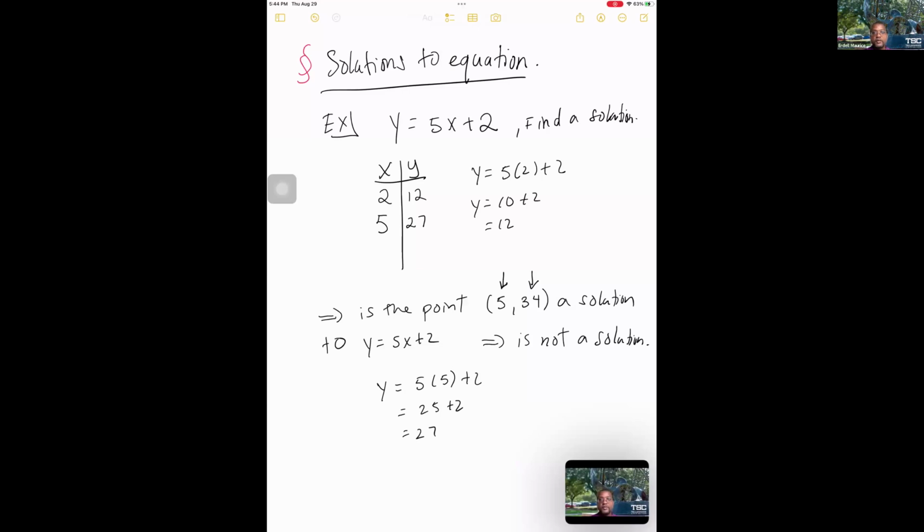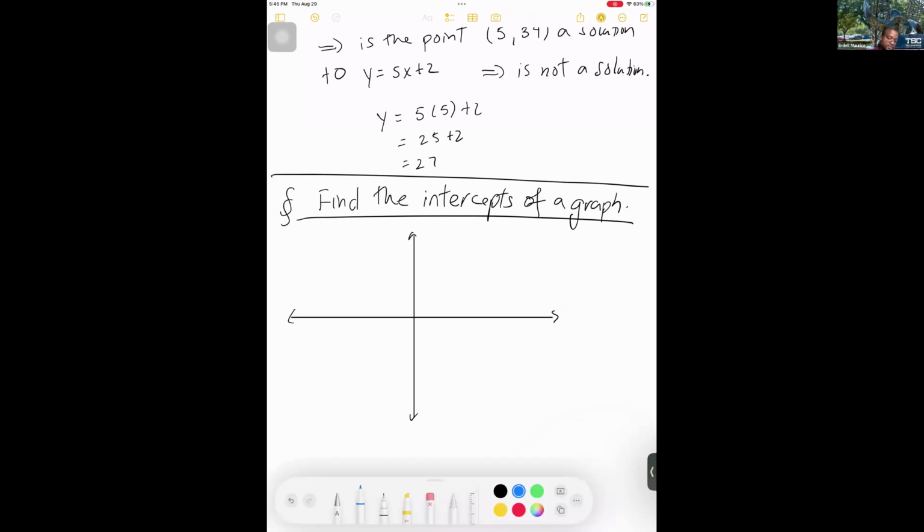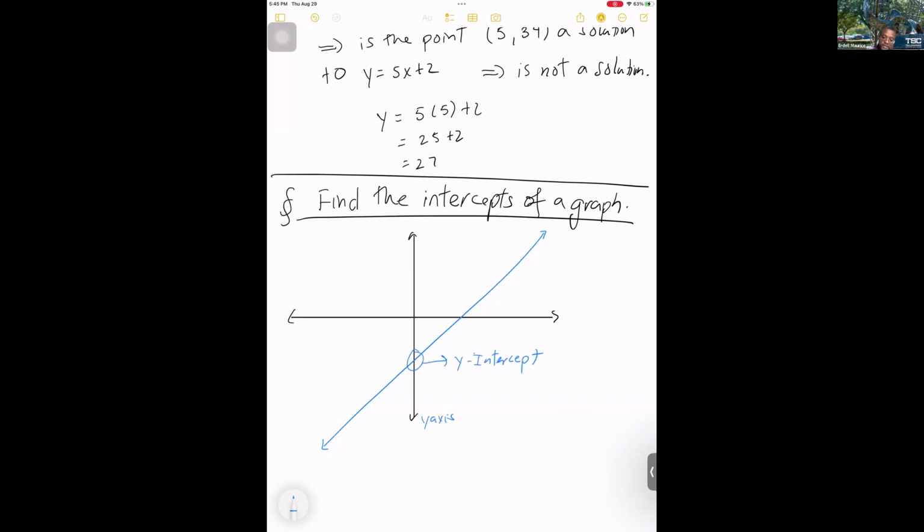All right, so today we're going to start with finding the intercepts of a graph. If I have some axes, one going this way and one going this way, and I draw a graph, this graph in my case right here is linear. It doesn't have to be, but in this case mine is linear. The place where the graph intersects or meets the y-axis right here is called the y-intercept. And the place where the graph meets the x-axis, this point right here, is called the x-intercept.